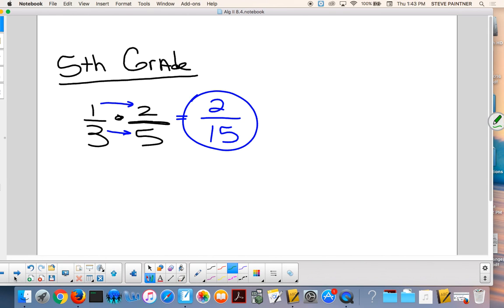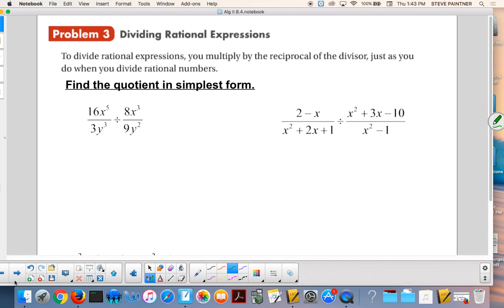Okay, so here we go. Try that one right there. Multiply. Don't divide. Multiply by the reciprocal.